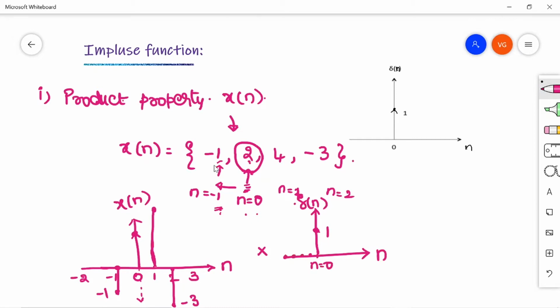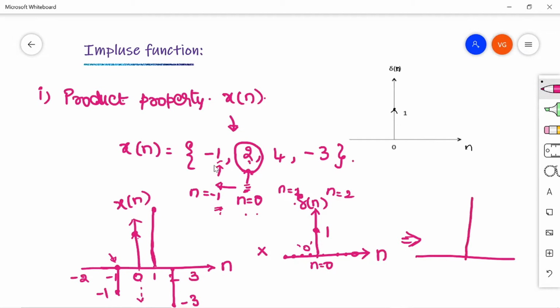Elsewhere it has 0 amplitude. Now what happens? Just multiply the amplitudes of x of n with del of n at each and every instant. So at n is equal to minus 1, I have amplitude as minus 1. At n is equal to minus 1, what is the amplitude of del of n? It is 0. Yes. So minus 1 multiplied by 0 is 0.